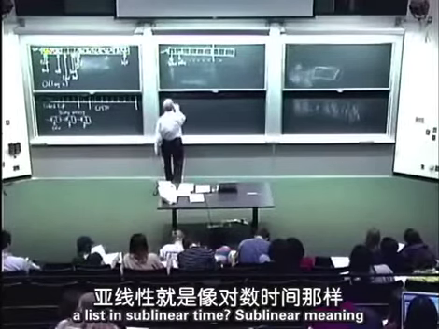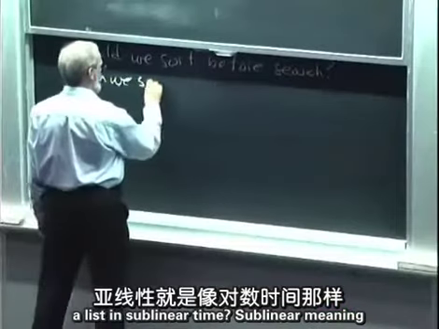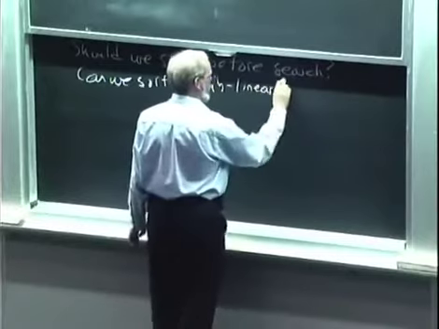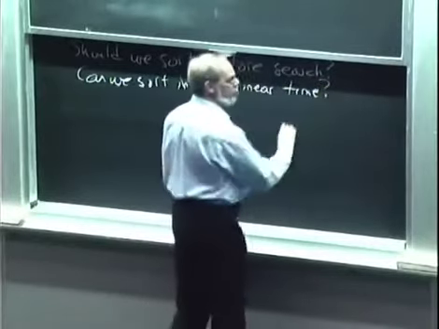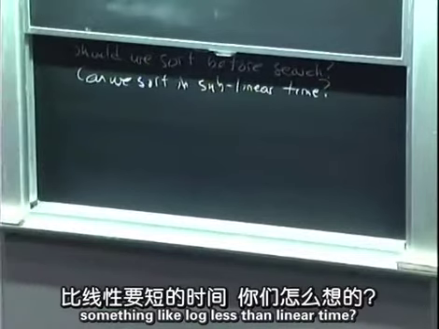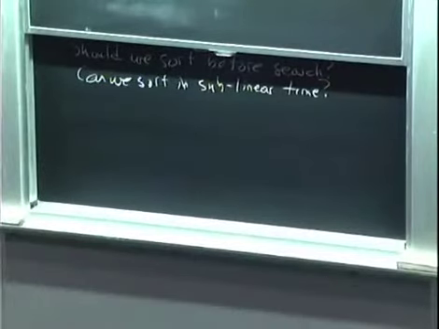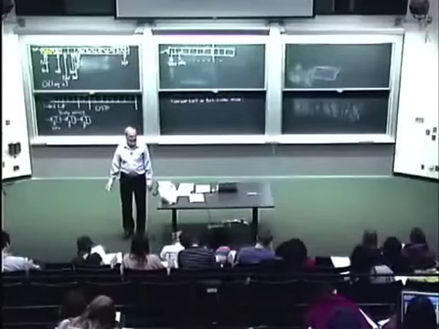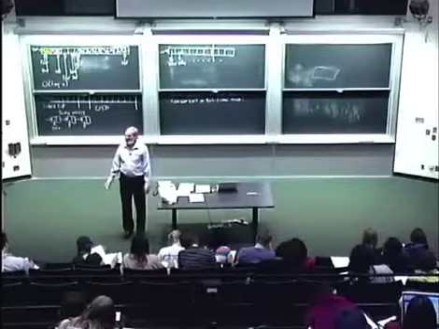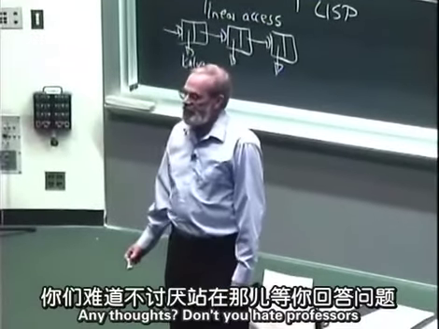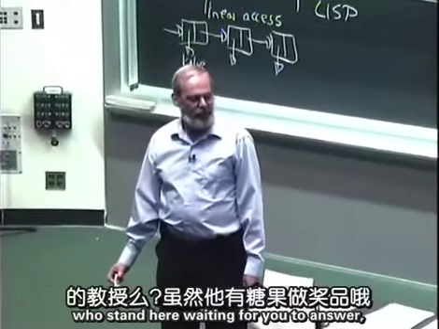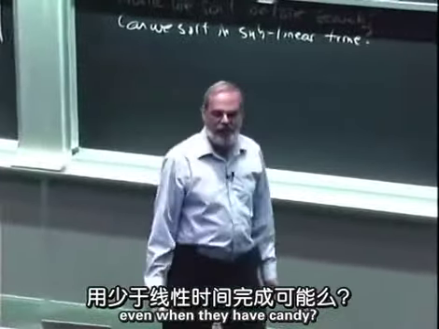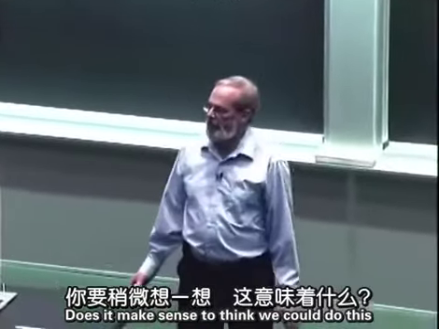Can we sort a list in sublinear time? Sublinear meaning something like log, less than linear time. What do you think? Is this possible?